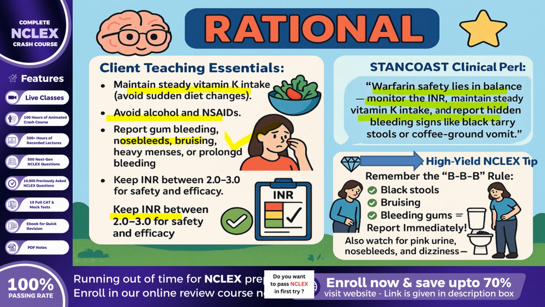Tip: remember the BBB rule for bleeding on blood thinners. Black stools, bruising, and bleeding gums must always be reported immediately. Additional red flags include pink urine, recurrent nosebleeds, or dizziness, all of which could point to internal bleeding and the onset of hypovolemia.